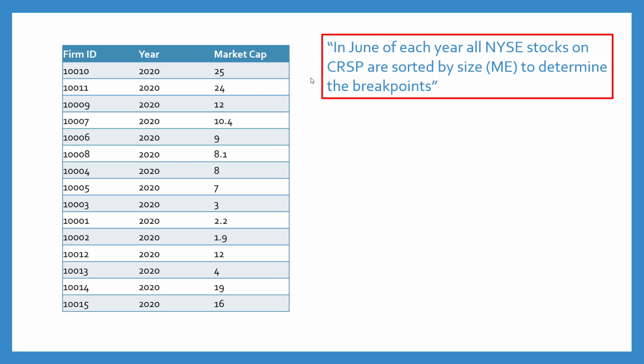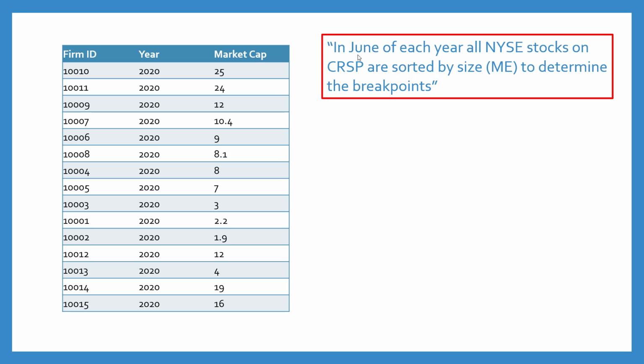Now, this is an excerpt from a Fama and French paper. What they say is that in June of each year, all NYSE stocks on CRSP are sorted by size, that is market equity, to determine the breaking point. The thing to understand here, as we discussed in the breakpoint section, is that we calculate the breakpoint using NYSE stocks only and apply it to all the stocks, that is, to NASDAQ and AMEX as well.